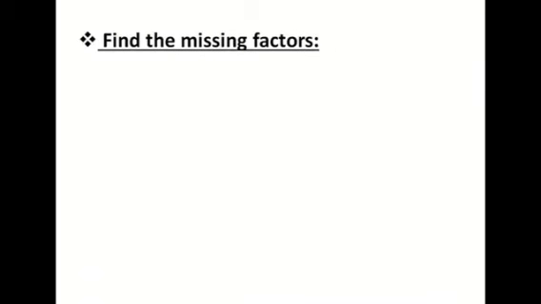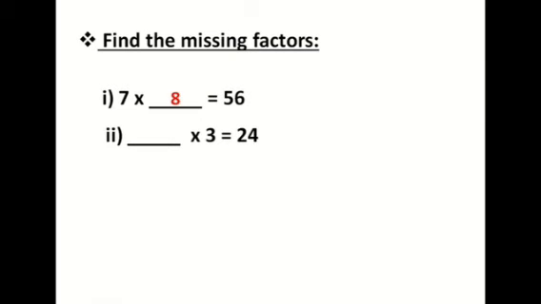Look at the next one. Find the missing factors. Copy the heading and start working out with me. Question number 1. 7 into dash equals 56. So you have to fill this blank space. You know the multiplication table of 7. So 7 8s are 56. So 7 and 8 both are factors of 56. Yes. So question number 1 I helped you. You will carry on with the second one by yourself.